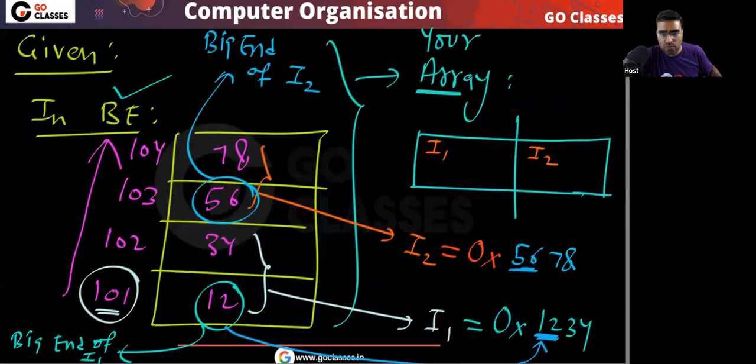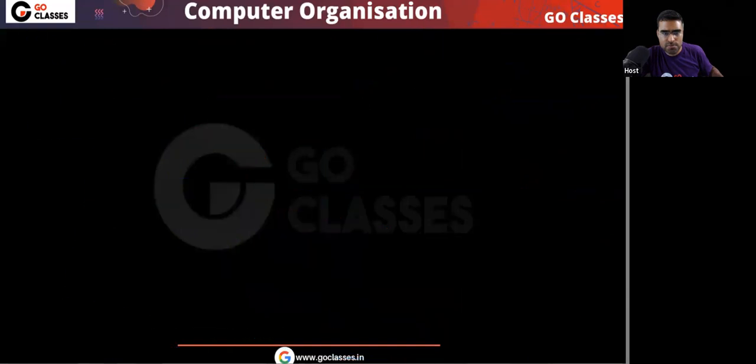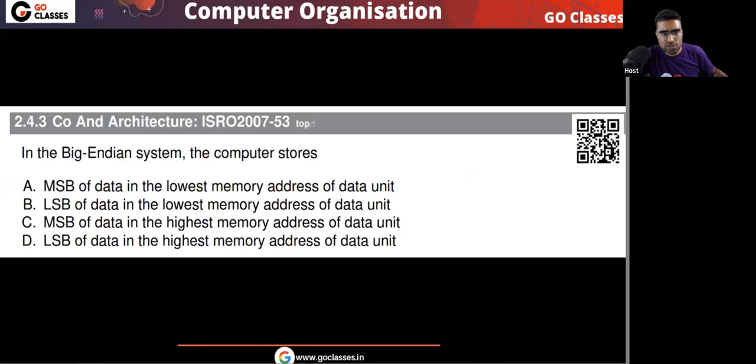Okay, let's move on now. Tell me the answer for this question. This is another ISRO exam question, ISRO 2007. In a big Endian system, the computer stores. The question is asking, if you have a big Endian system, then the computer stores, which of them is correct? Let me know. The most significant byte.